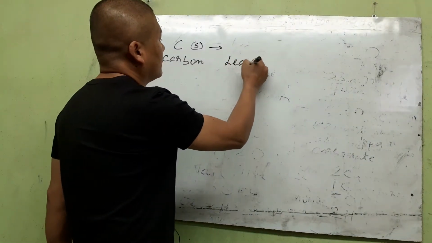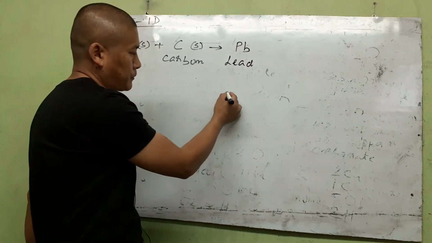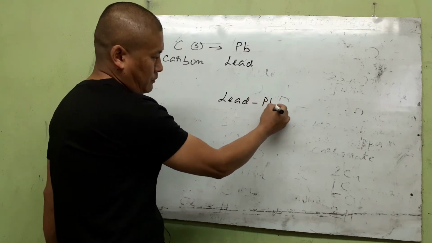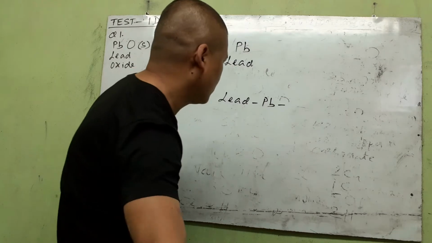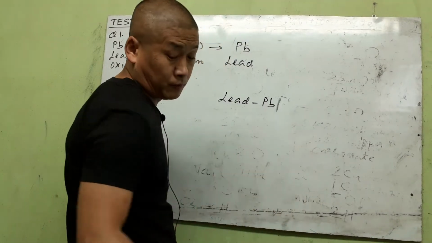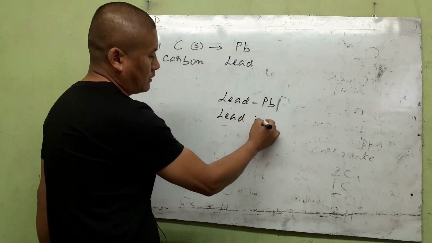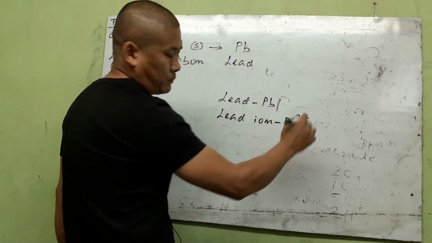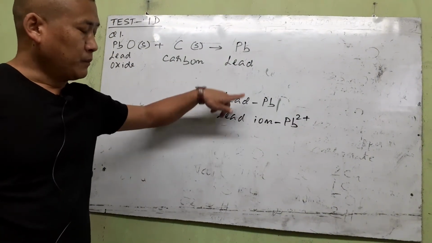so lead. We know that lead is Pb. Just repeating here, lead means Pb. This is also called lead atom, lead or lead atom, okay? Then lead ion or lead 2 ion is Pb2+. They are not the same. So when we say lead, we mean the atom, okay?